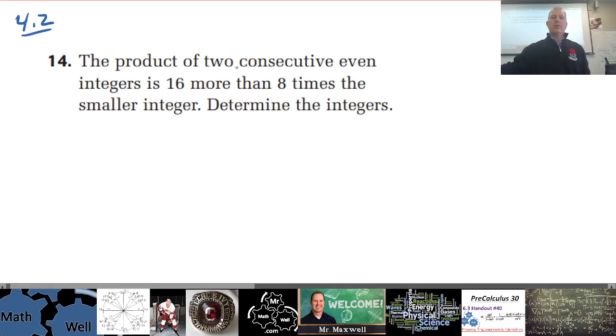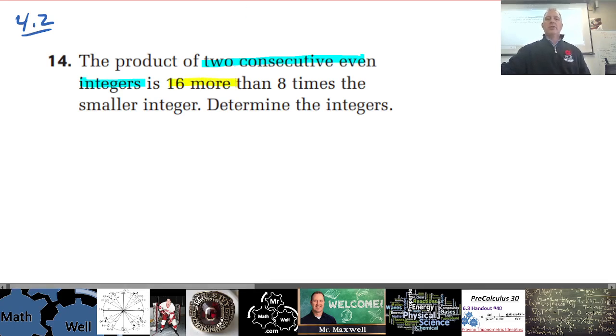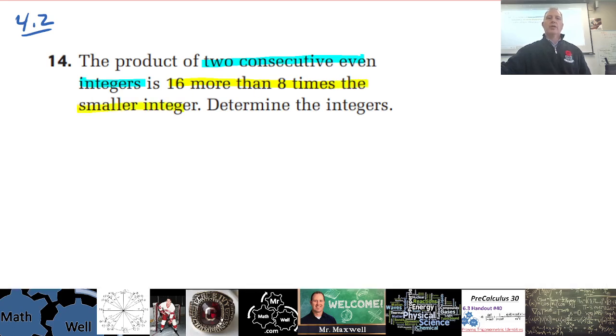All right, so the product of two consecutive even integers. What we have to do is represent what's given in the question, two consecutive even integers, with variables or a combination of variables of some sort. And then the part that we're going to make the equation from is this one, okay? So two consecutive even integers, let's focus on that first in blue.